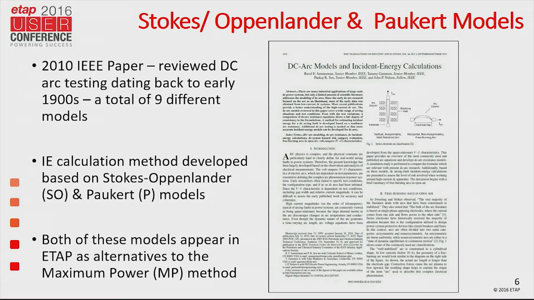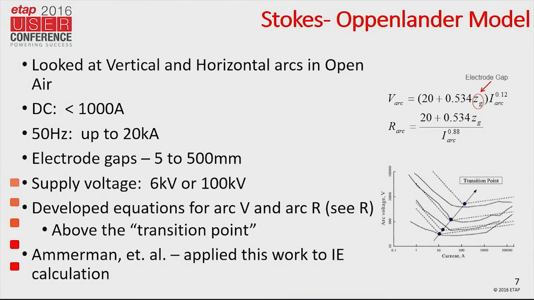So the authors here developed a calculation method based on both of those models. Both of those models appear in ETAP as alternatives to the maximum power method. Let's look at them real quick. Stokes and Oppenlander first. They looked at both vertical and horizontal arcs in open air.